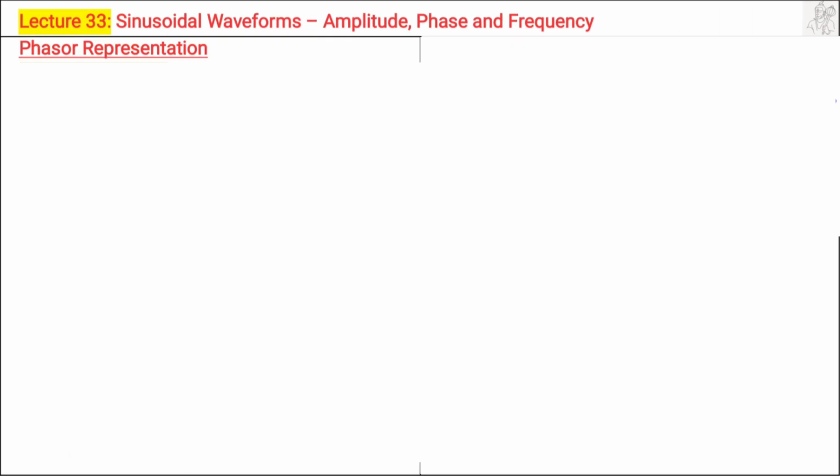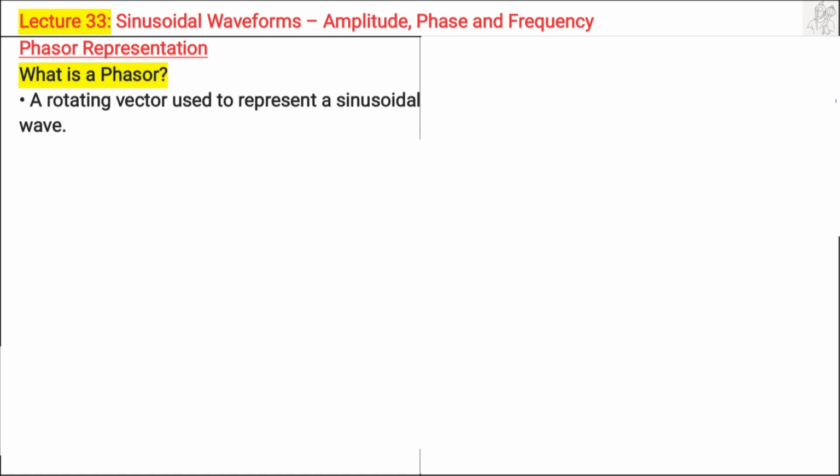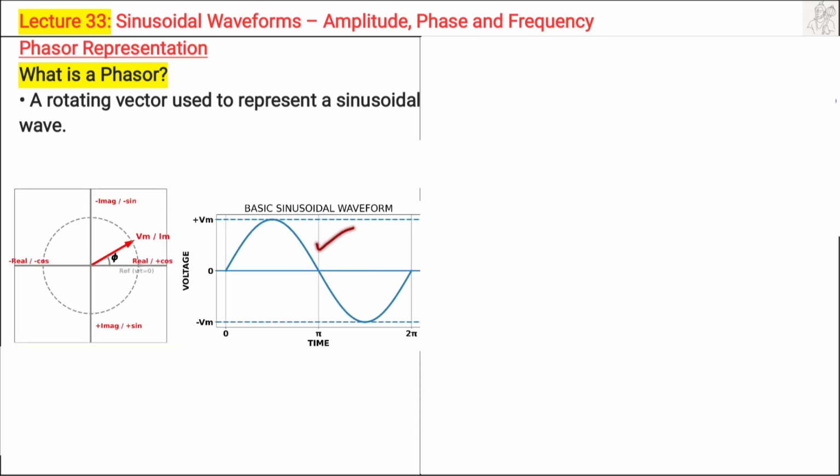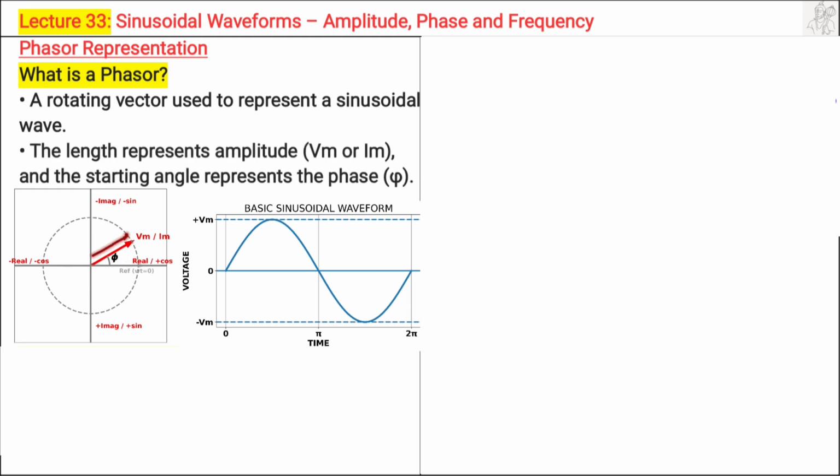Now comes the very important concept of phasor representation. So what is a phasor? It is simply a rotating vector which is used to represent a sinusoidal wave. So that means that this sinusoidal wave can simply be represented with the help of this vector which is rotating in anti-clockwise direction at a particular angular velocity. So the length of this vector is simply the amplitude of the wave, that is the maximum displacement from the reference.